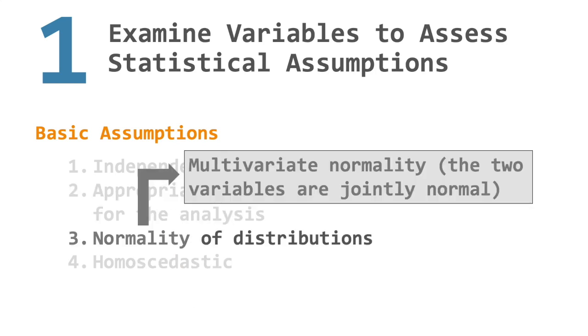Technically, correlation wants multivariate normality. In other words, the two variables are jointly normal. This is hard to envision, but basically if both are normal, then usually you will have something like multivariate normality. Again, just like all the normality assumptions, when our sample's really big, these become far less important.